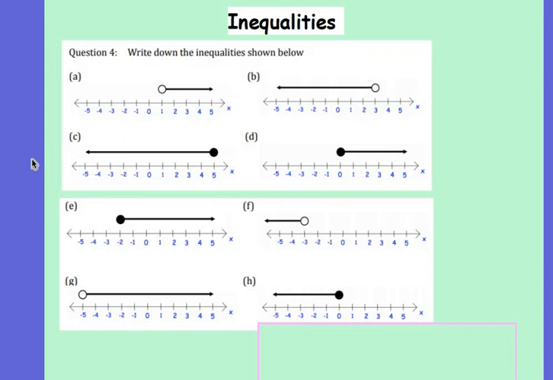And finally, I've given you the number lines. Can you please show me what these inequalities are? For example, the first one, I've got an empty circle on the 1. What does that mean? And the arrow is pointing upwards. So x is greater than, but not equal to 1 in this case. So my inequality would look like that. Pause the video and work these out now please in your light blue books.